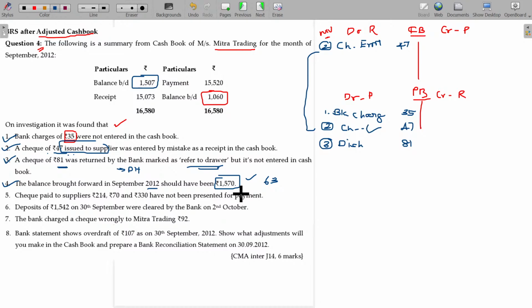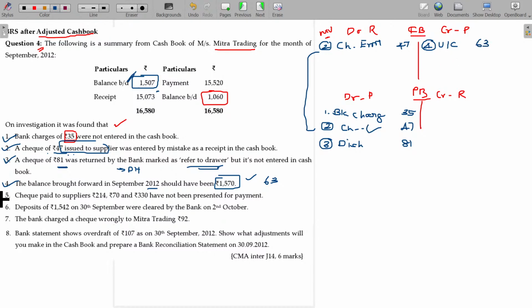Now this 63 rupees is posted lesser, isn't it? If it is posted lesser, what do you have to do? This is undercasting. Undercasting means you have to post that in the opposite side. Okay. Fourth one. Undercasting, 63.